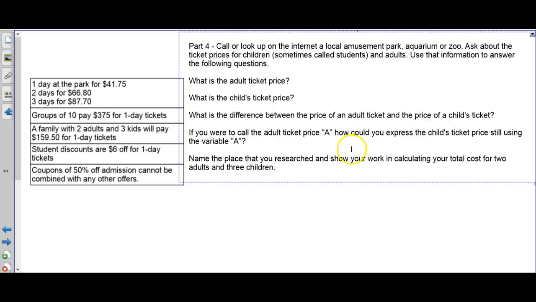If you want to do this expression again, it would be child's ticket price we're trying to do. So it'd be C equals A minus whatever the difference in ticket prices was. And then show where you researched and calculate total cost for 2 adults and 3 children. We'll just do 2 times the adult price plus 3 times the child price.